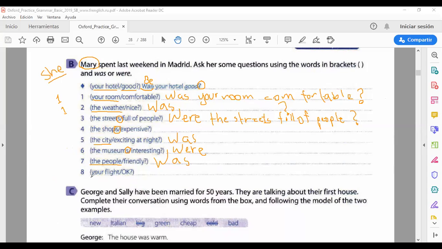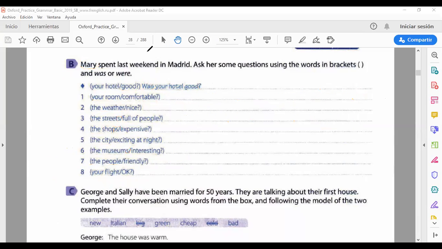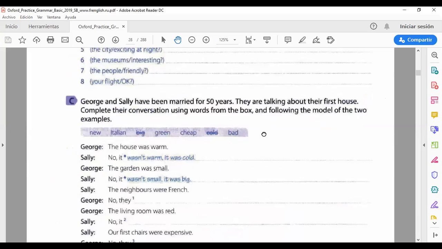Your flight, vuelo. I'm talking about one flight, and therefore I have to start with "was", because it's one flight. Was your flight okay? And then the question mark, don't forget about that, okay? So let me erase everything again and let's move a little bit more.